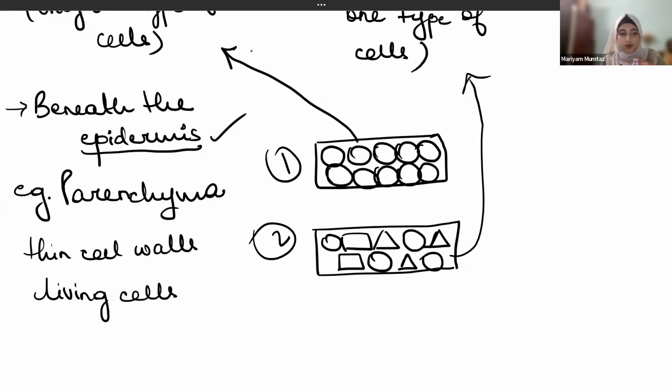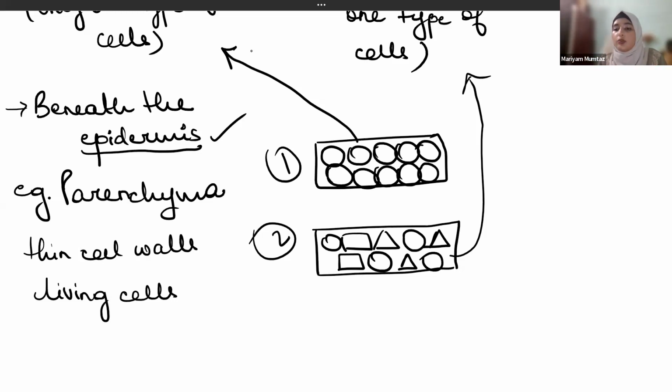Living cell means what? The protoplasm is present. Yes, the cells which have the protoplasm will be known as the living cells.